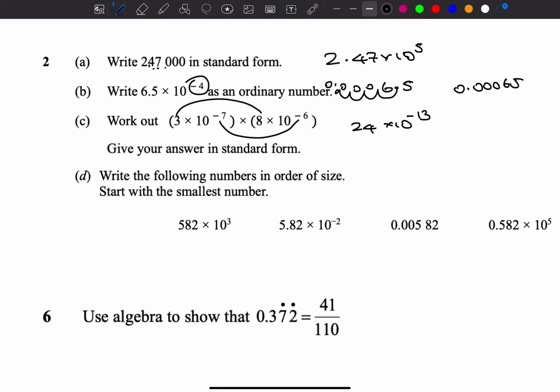But you can't write 24. Remember, it must be between 1 and 10, right? There's no point writing 24 because the number must be between 1 and 10. So 2.4 times 10 to the power, not minus 13 anymore. You add 1, which is minus 12. That's the answer, because you moved one place.